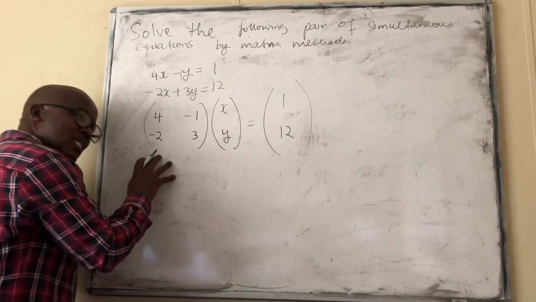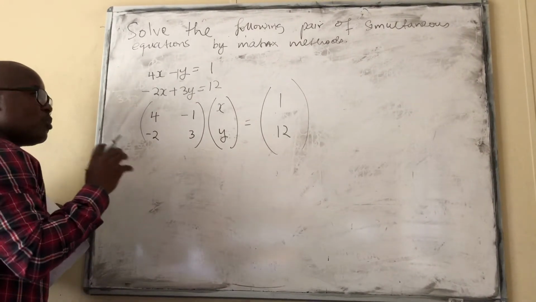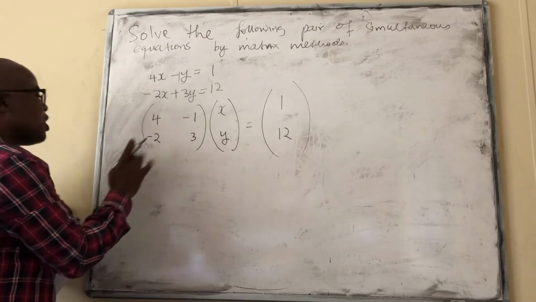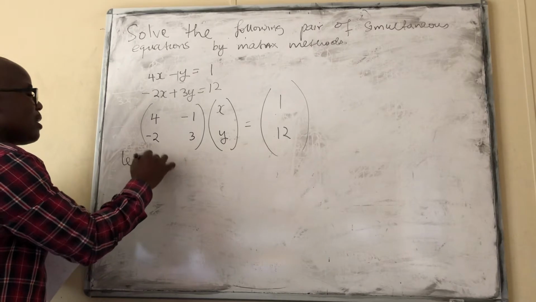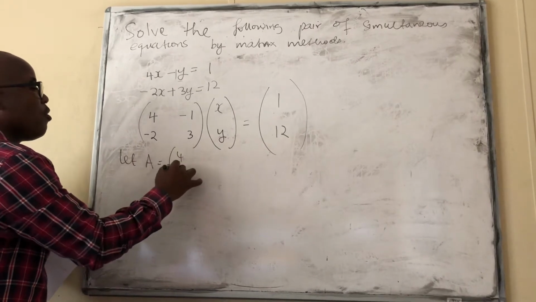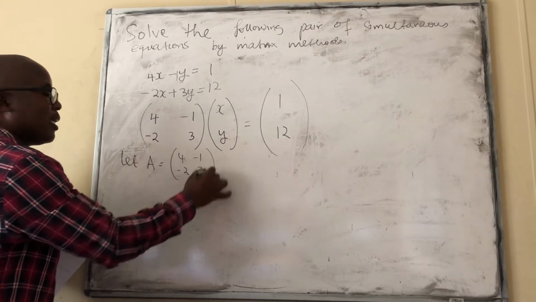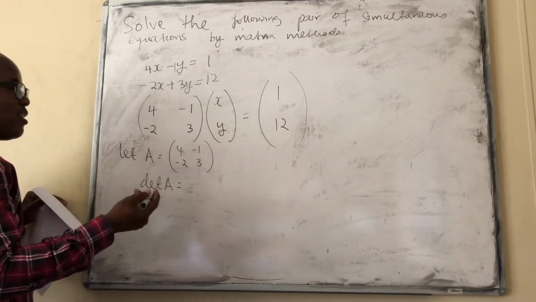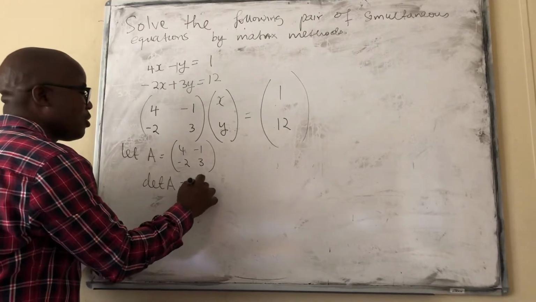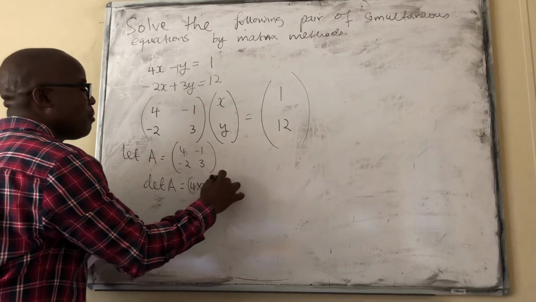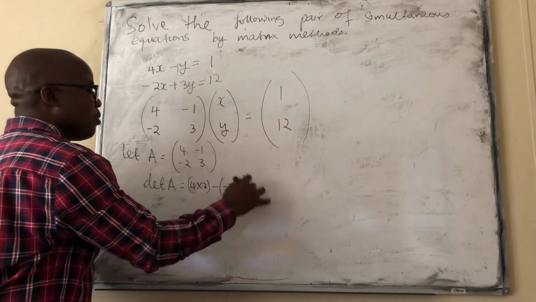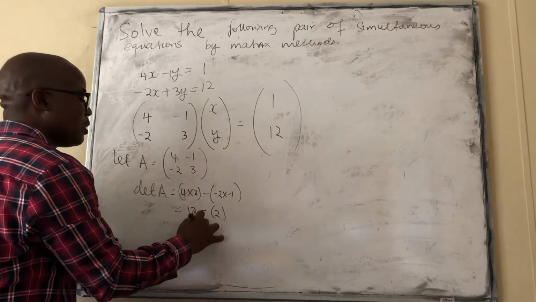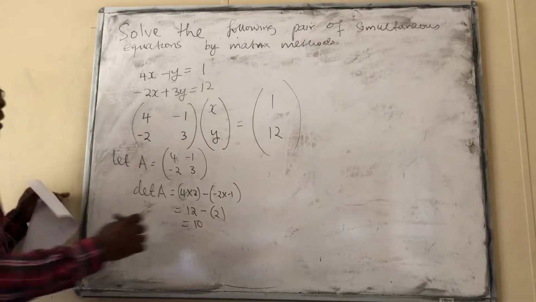Once you have this, to solve this using the matrix method, you find the inverse of this matrix. So you would say, let A equal 4, -2, -1, 3. Then, to find the inverse, you have to find the determinant first. So this is 4 times 3 minus -2 times -1. This is 12 minus 2, which is 10. So this is the determinant.